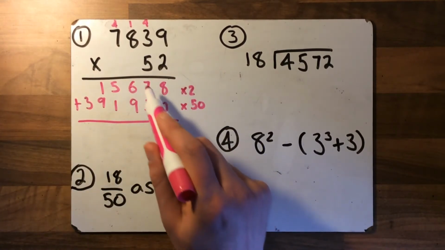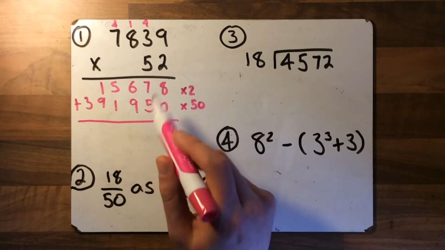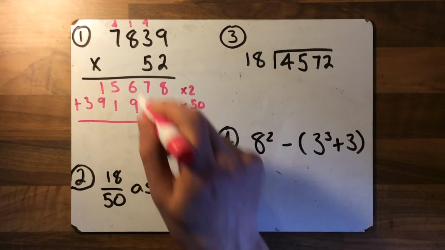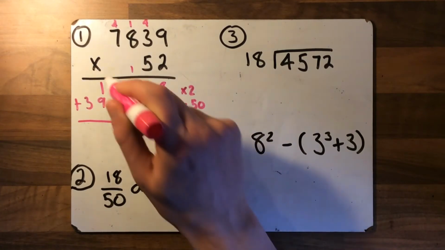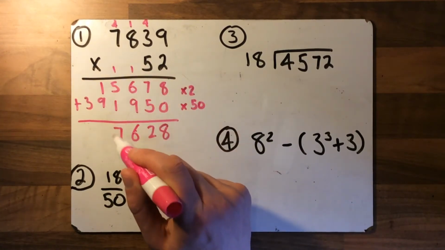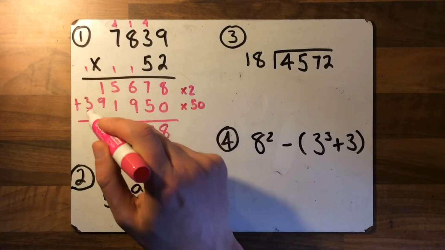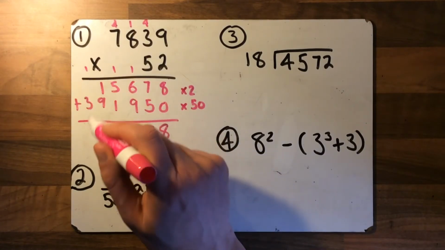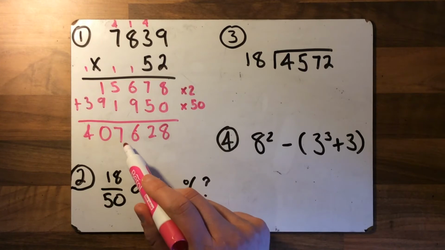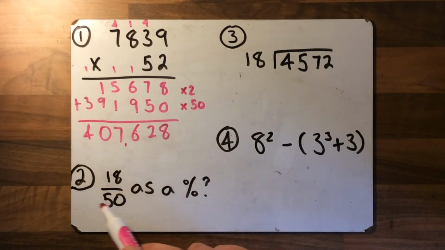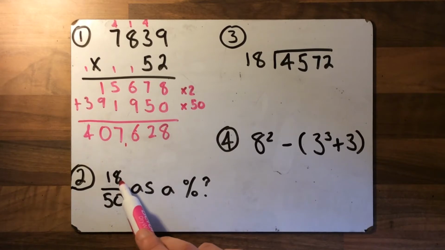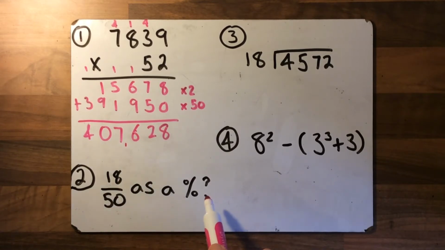So we've got 8, and then we've got 7, add 5, which is 12. And then 9, add 1 is 10, add the 6 is 16. 7, and then 10, and 4, 5, 3, and 1 is 4. So there's our answer, 407,628.